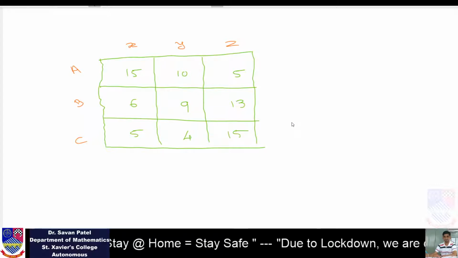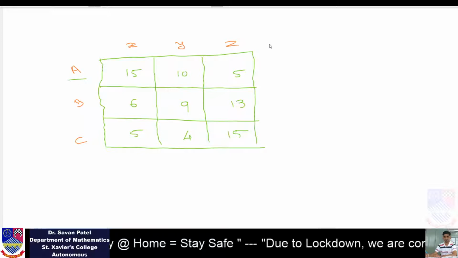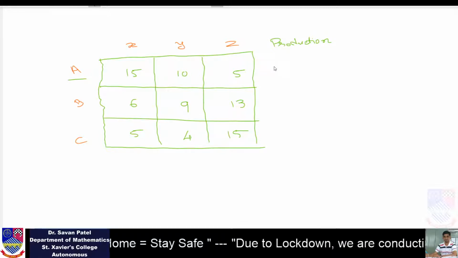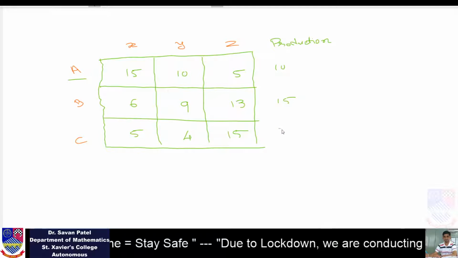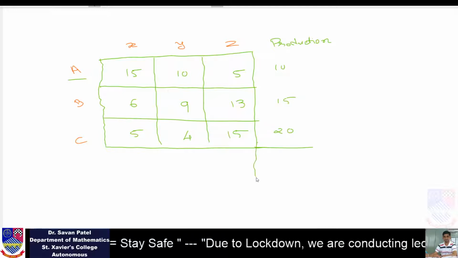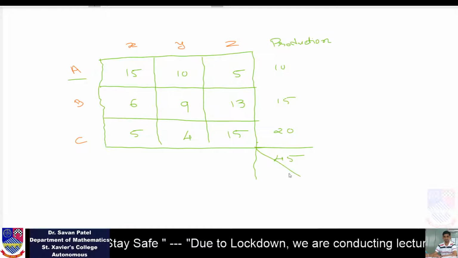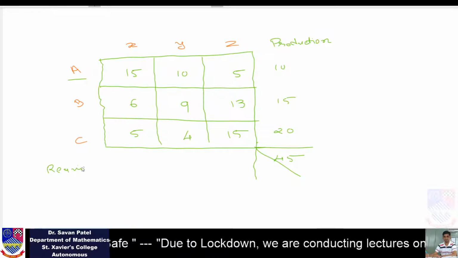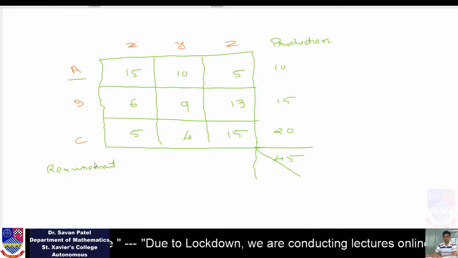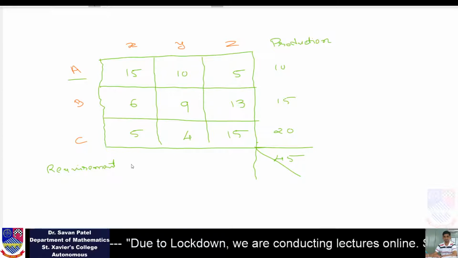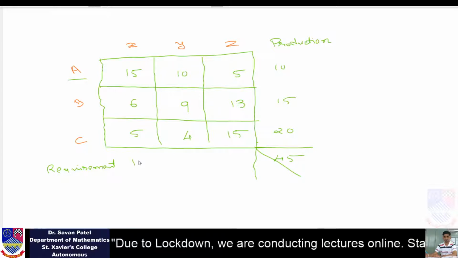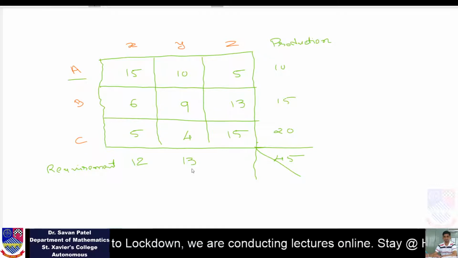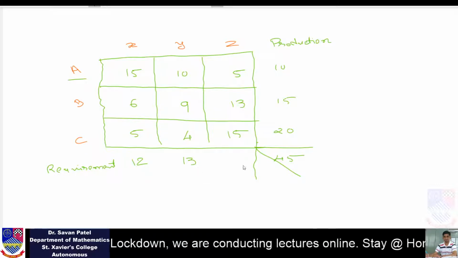Let it be this way. And the production at A, B and C is given as, say, 10 units, 15 units, and 20 units. So the total production we have is 45 units. And the requirements of X, Y, and Z respectively are, say, 12 units, 13 units, and 20 units.